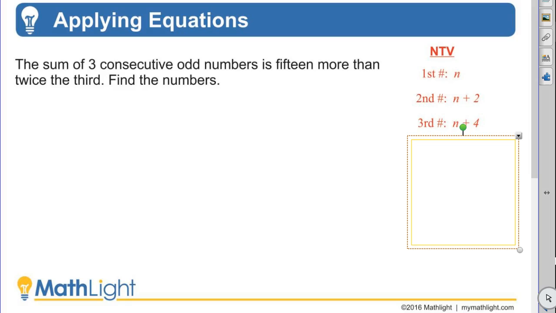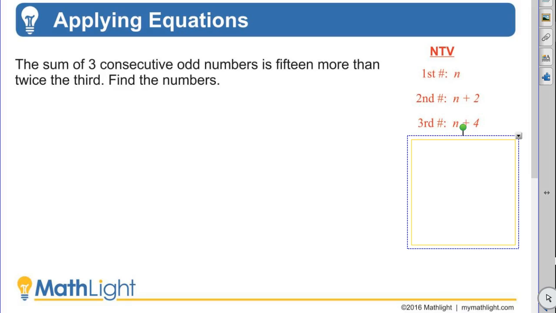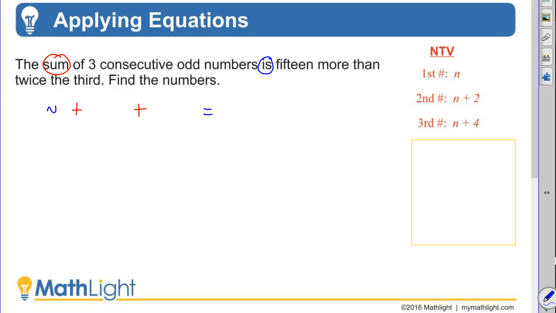And now we're good to go. So we've named the variable. Now we're ready to go ahead and write the equation. Remember the is the equal sign. Let's look now to the left for operational words. There's sum. And what do we have? Three consecutive odd numbers. So I'm going to add three things. What's the first number? n. What's the second number? n plus 2. What's the third number? n plus 4. There's the sum of three consecutive odd numbers.